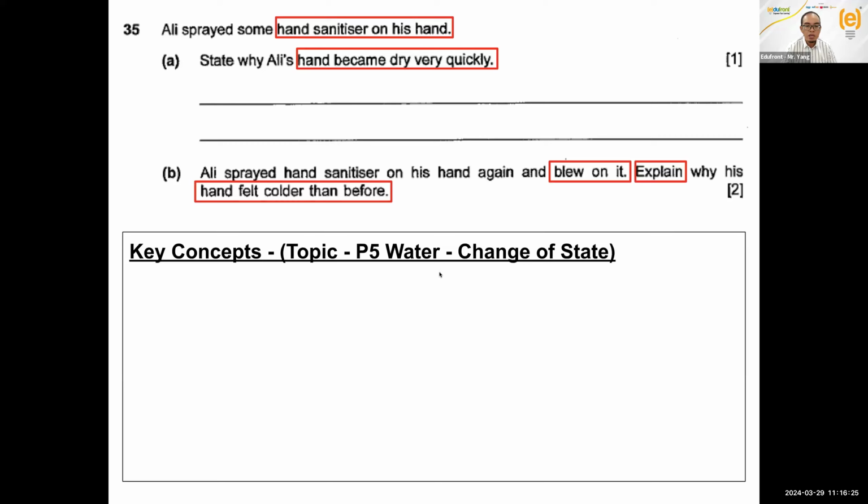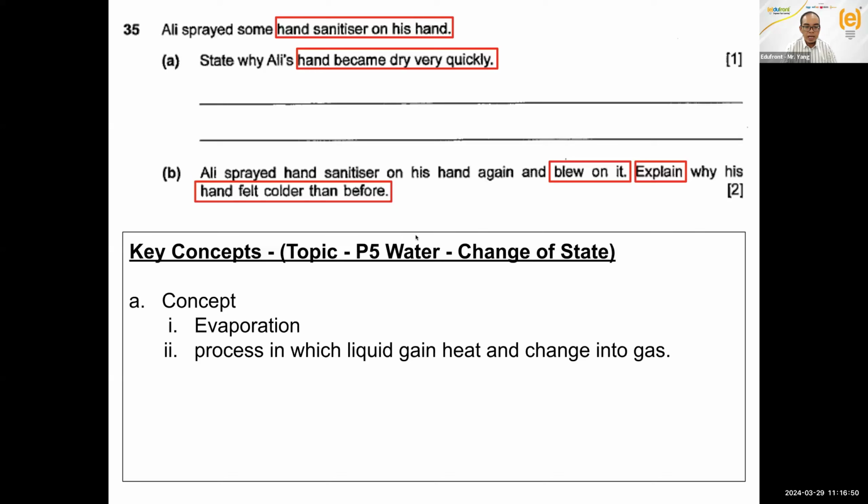So here is on the topic of P5, water. The change of state of water, right? You guys remember back in P5, you learned about water. So there are 5 changes of state, right? Boiling, evaporation, melting, freezing, and condensation. The 5 changes of state. So you need to be able to identify the correct process.